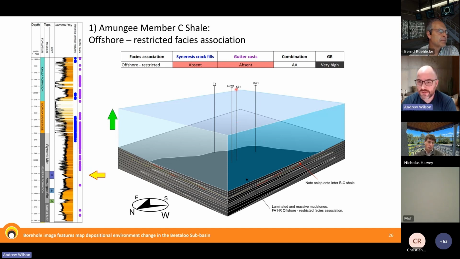Anyway, so this is our box model, and here are the wells in their geographic location. North is this way, so the system is prograding towards us as we view it. Really starting in the shale. This is the sea shale, which is one of the economic targets. It's very high in organic carbon, so it has a really high gamma ray signal, but effectively it's laminated muds, and neither gutters or syneresis crack fills exist here.